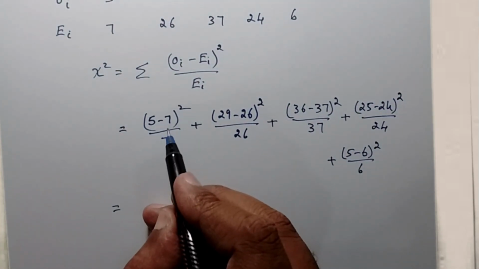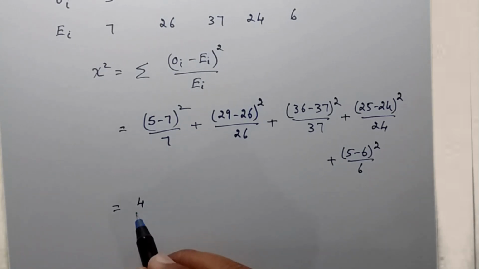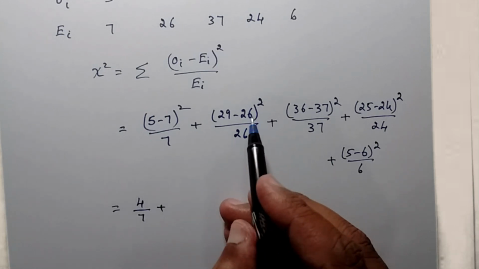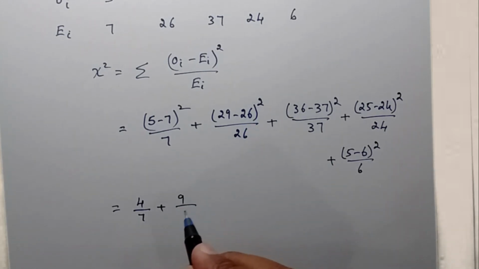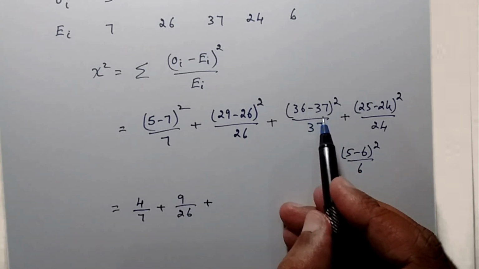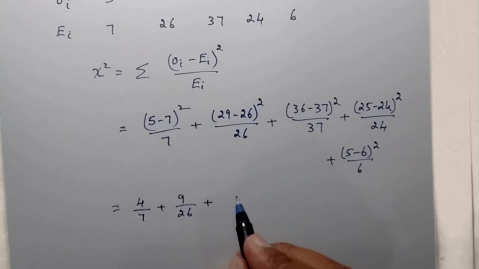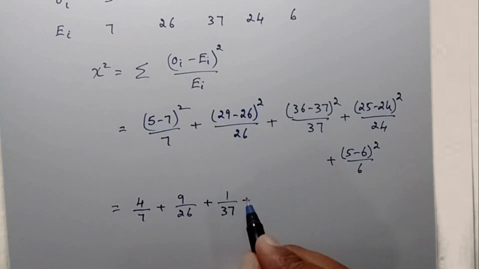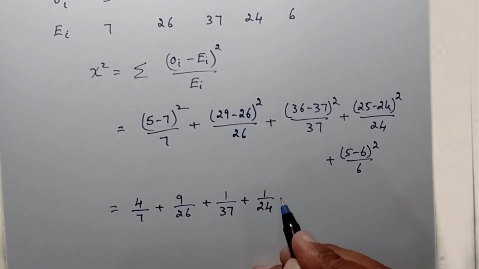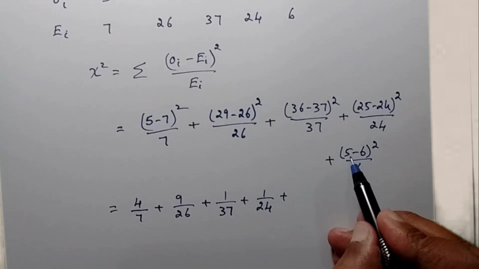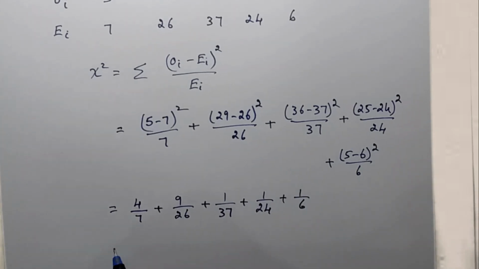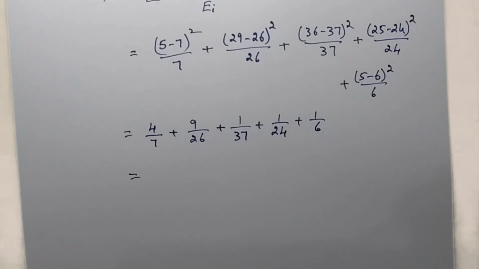5 minus 7 will be minus 2. So minus 2 square will become plus 4, divided by 7 as it is. So 29 minus 26 will be 3. So 3 square will be 9, divided by 26, plus 36 minus 37 will be minus 1. But minus 1 square will become positive 1, by 37. 25 minus 24 will be 1. 1 square will be 1 by 24, plus 5 minus 6 will be minus 1. Minus 1 square will be 1. So 1 by 6. So you can just use the calculator and evaluate this value.